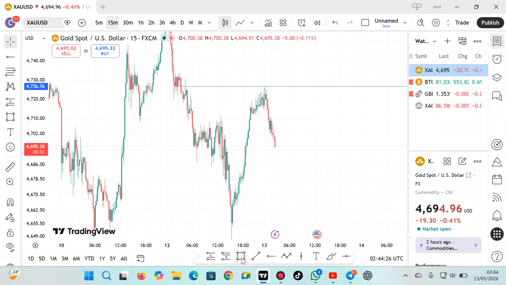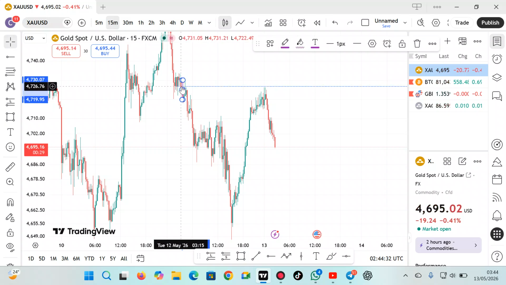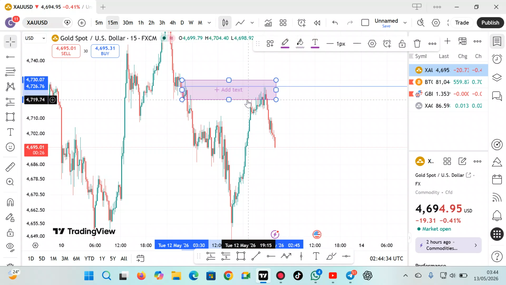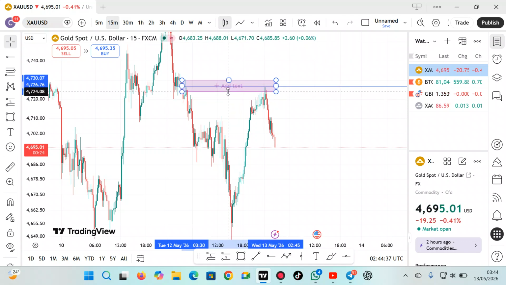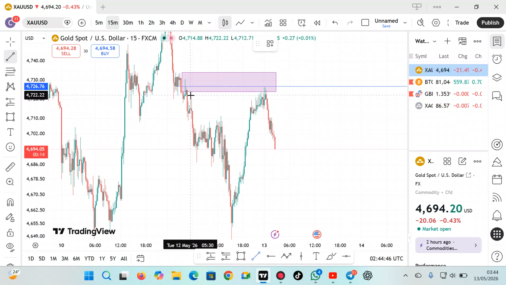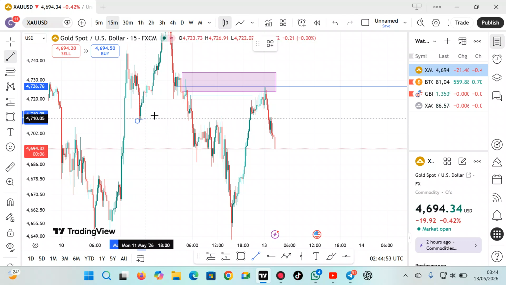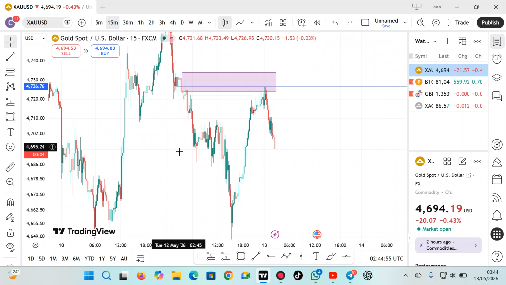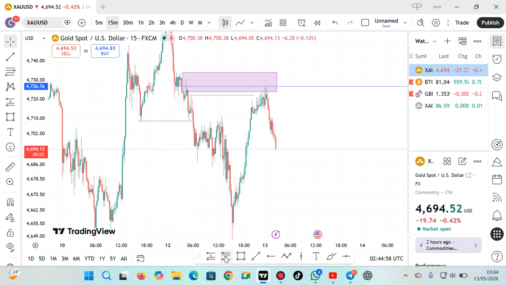Okay, this market is selling from an order block, right? It's selling from the order block. This is the order block this market is selling from, and this is the liquidity, and this is what? BOS. Okay, so that is why this market is currently selling.